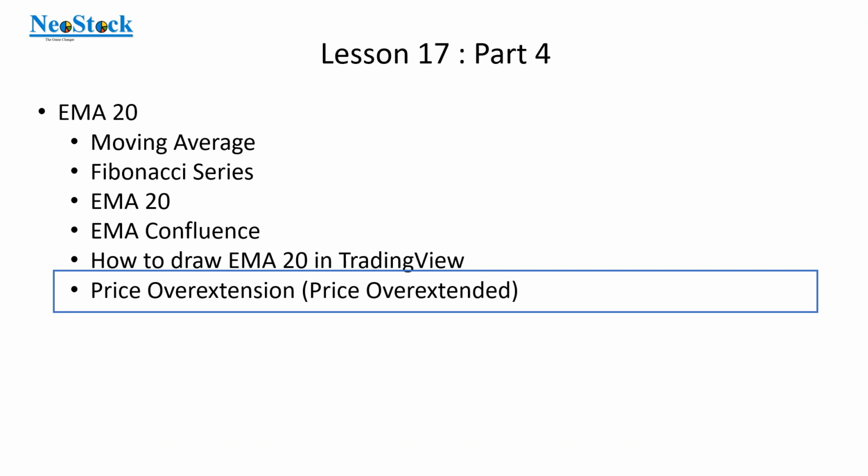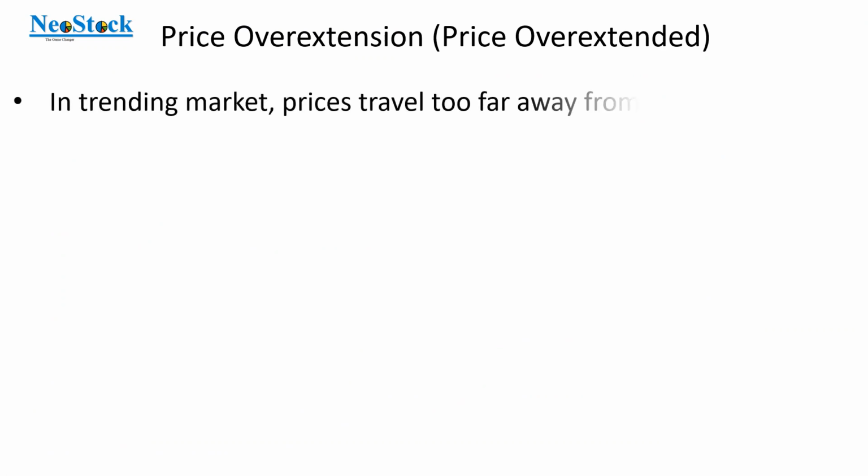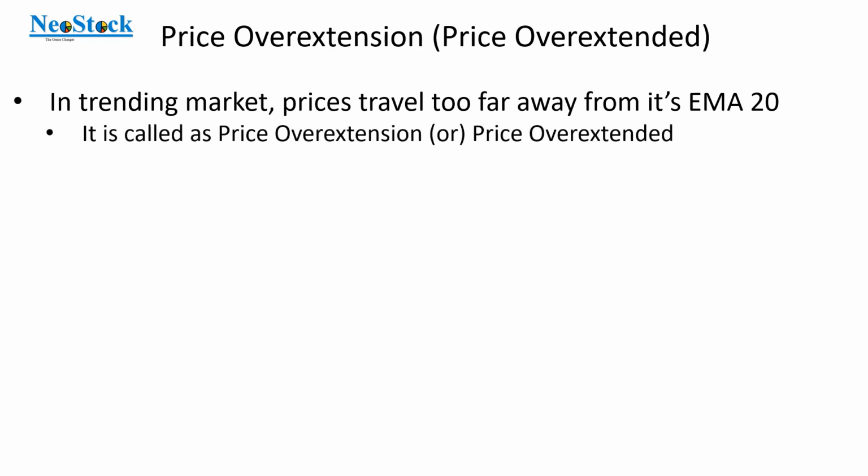Price overextension. What is price overextension or price overextended? In a trending market, price travels too far away from its EMA 20. In the previous session we discussed EMA 20. From the EMA 20, prices may travel too far, maybe in the up direction or maybe in the down direction. If prices are moving too far from the EMA 20, that is called price overextension, or you can also call it price overextended. Look at this chart.